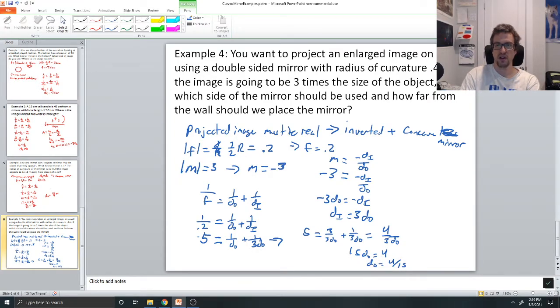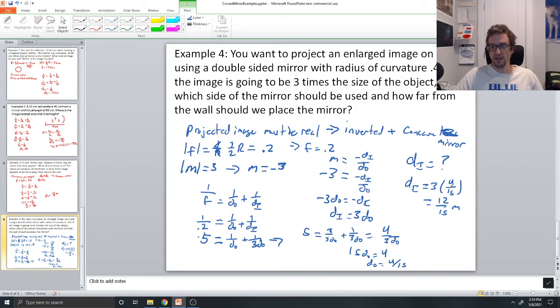Not my answer. All right. How far from the wall should we place the mirror? All right. We want the image to be on the wall. So I was really looking for DI. Fortunately, DO is 4/15. Well, DI is 3 times that, so 12/15 meters. Okay. So you should be placing the mirror 12/15 meters from the wall, and you should be taking the object 4/15 from the mirror. And with that, you will get an image that is 3 times the size of the object. Okay. All right. Save this.